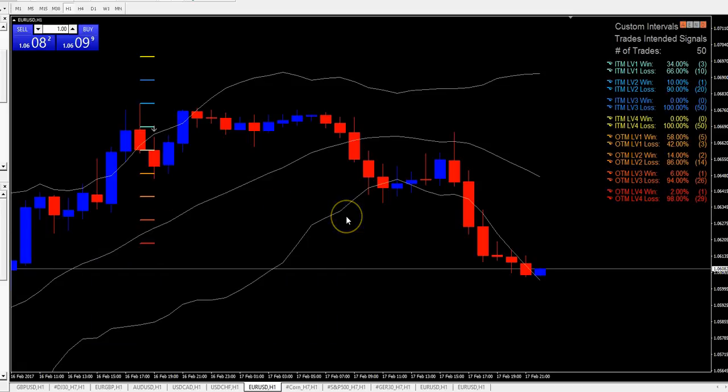Okay, now the at the money is not going to show because it's already at the money. It's already touching. That's a given.